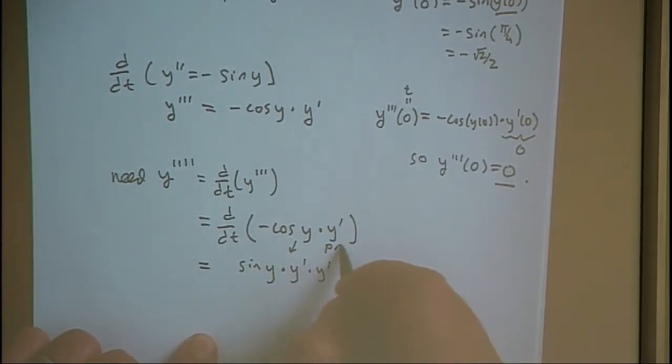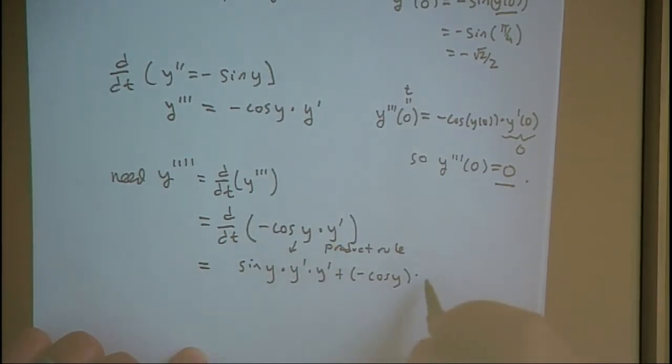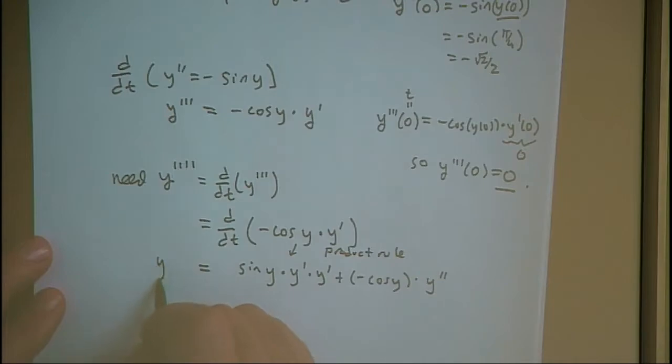I'll indicate that I use the product rule here together with the chain rule, because when I take a derivative of y, I get a dy/dt out. Okay, plus leave the minus cosine y alone, and then take a derivative of y prime, but that's just y double prime. And that's our expression for y 4th derivative.